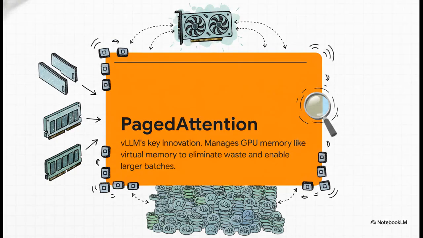VLLM's secret sauce is this incredible innovation called paged attention. It basically takes a concept that your computer's operating system has used for decades, virtual memory, and applies it to GPUs for the first time. By managing that massive KV cache in tiny, flexible blocks, it almost completely eliminates wasted memory. And that lets VLLM pack way more user requests onto the very same GPU.